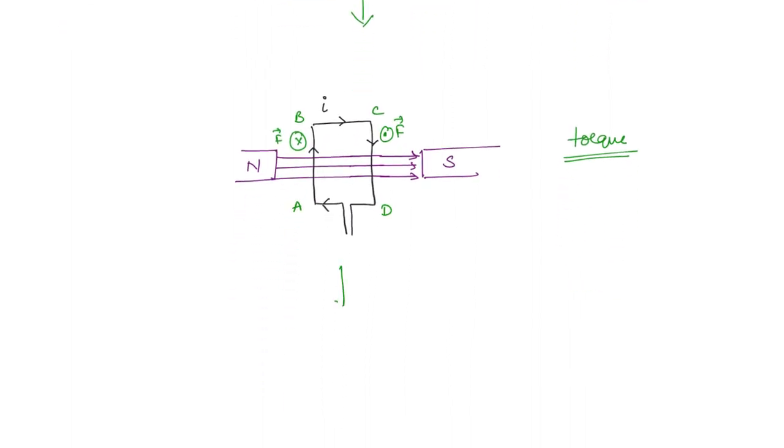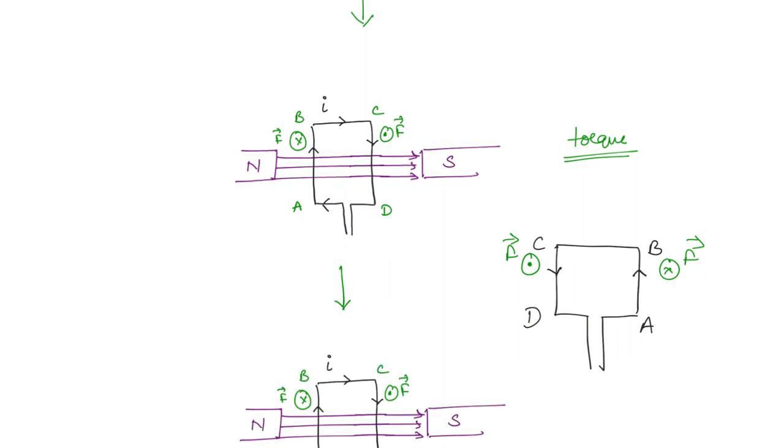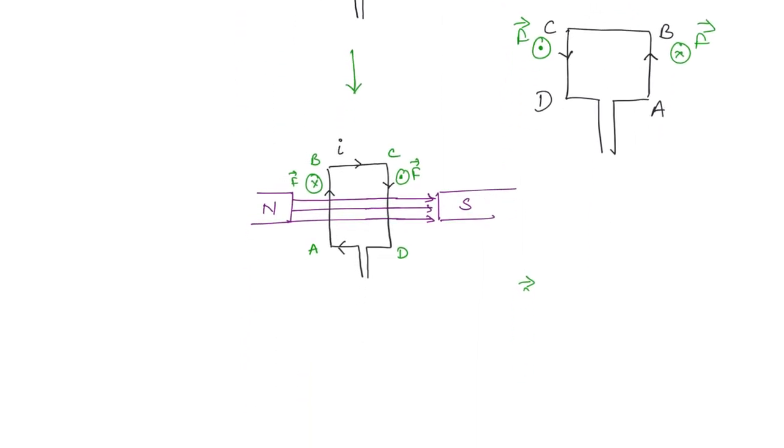Now what is the next thing that we want to do? You can see that this coil, after half a rotation, will experience torque in the reverse direction, right? Because after half rotation, this is going to become A, B, C and D. So the current will now be flowing in this direction. So the force experienced by CD is now out of the plane and this will be into the plane. So you can see that the direction of both these torques is going to be opposite.